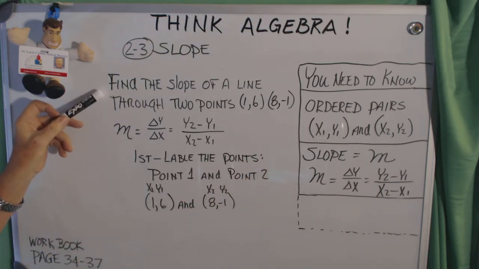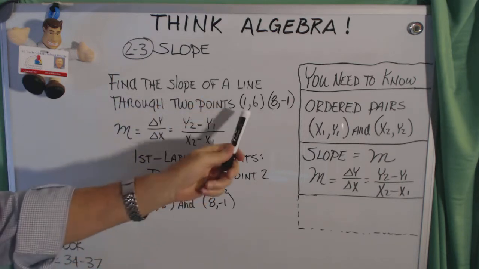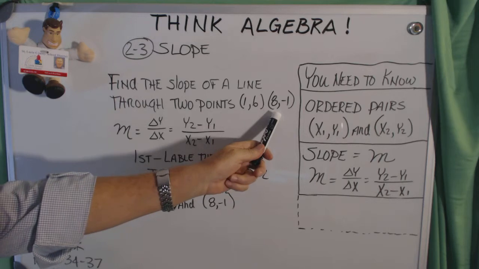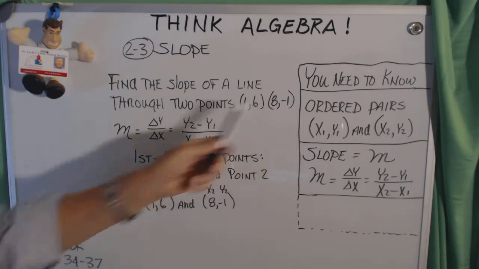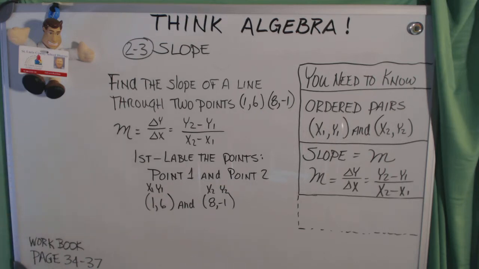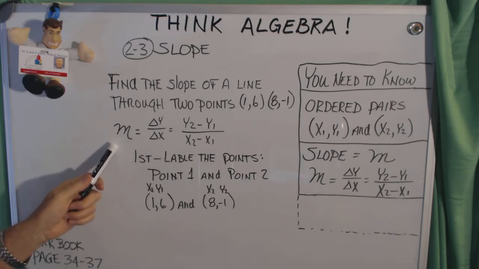So I want to find the slope of this line through these 2 points. And I'm going to assign the first one as point 1 and the second one as point 2. So it's my first point and my second point. I could plot this on a little cartoon XY plot to see what it looks like, but we're just going to use the formula to find out what the slope is, and we'll deal with the plot a little later.